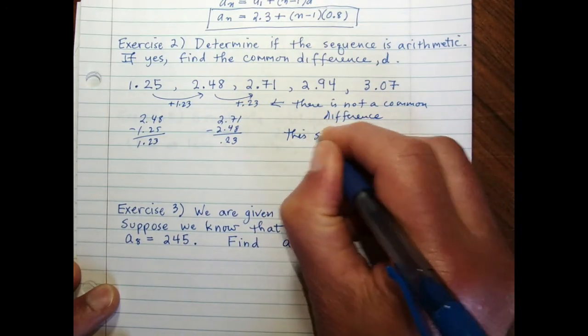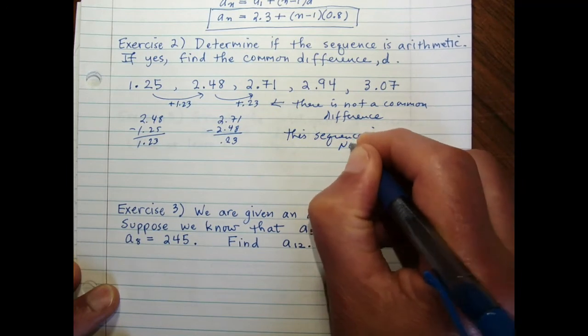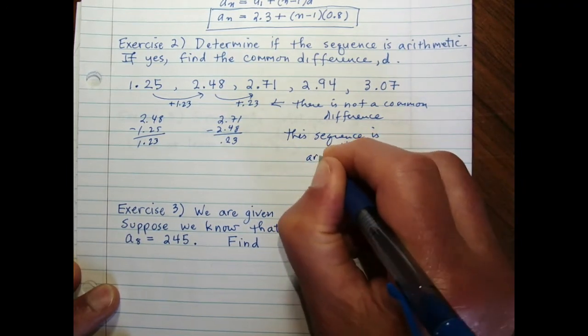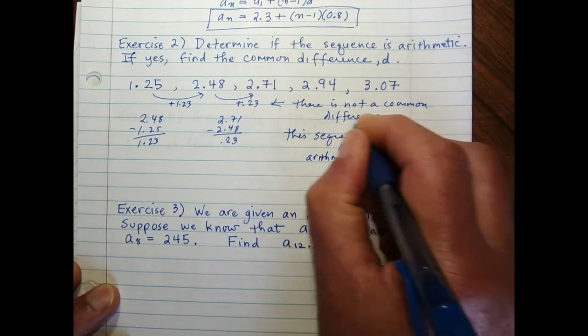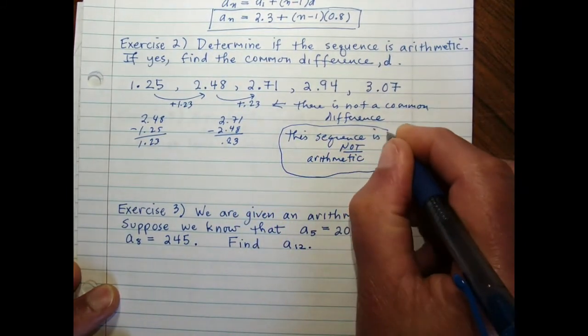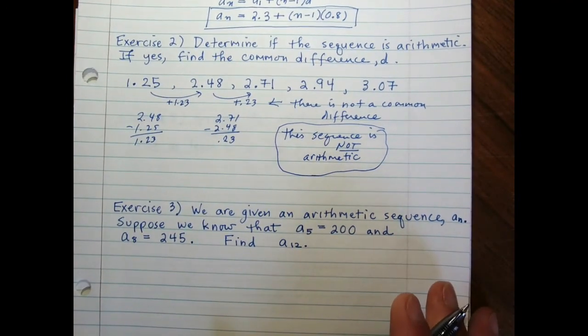This sequence is not arithmetic. That's all we have to say here. And we don't have any way to come up with a formula for this, since we don't know exactly what the pattern might be. So as soon as we decide it's not arithmetic, that we're not adding the same quantity on each time, we can just go ahead and stop.